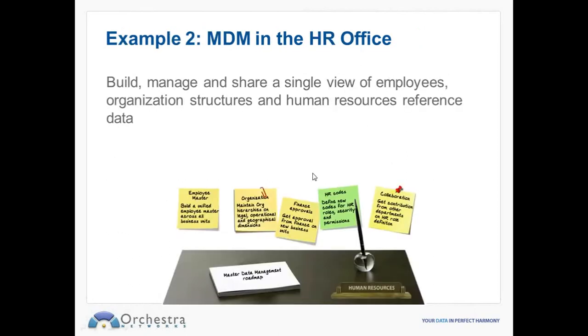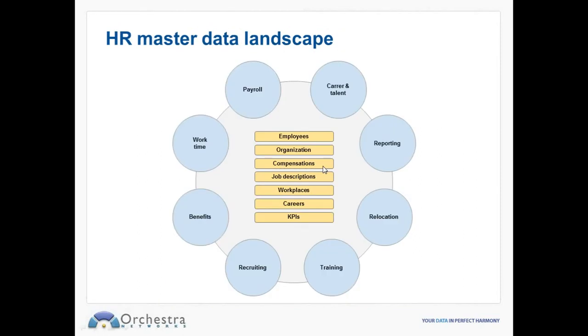Another example is MDM in the HR office, where the HR team needs to build, manage, and share a single view of employees, organization structures, and various human resources reference data. If we look at the master data landscape for the HR function, we find again a lot of master data, starting with the employee, which is probably the core master data for HR, but around that, organizations, compensations, job descriptions, workplaces, careers, and again, various KPIs.